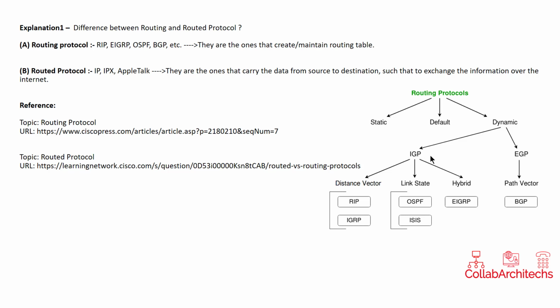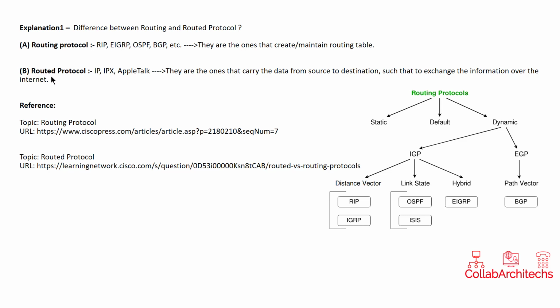What are the different dynamic protocols? Dynamic routing protocol is split into two parts. One is IGP, which is Interior Gateway Protocol, and another is EGP, which is Exterior Gateway Protocol. IGP has three parts: distance vector, link state, and hybrid. RIP and IGRP are distance vector routing protocols. Link state routing protocols are OSPF and ISIS. The hybrid routing protocol is EIGRP, and BGP is the exterior gateway protocol, also known as a path vector routing protocol. So routing protocols are those which create and maintain the routing table.